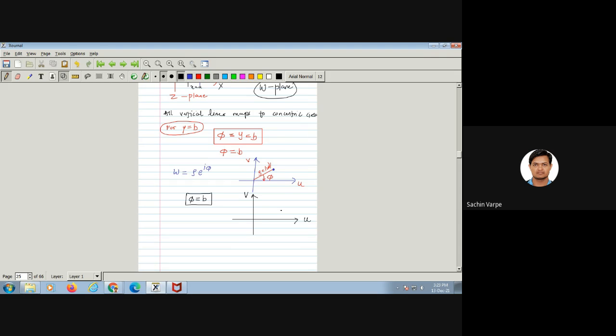Yes. But that must be v equal to a constant. That will not be phi equal to a constant. Understand first what phi is. phi is the angle made by that line with the u axis, and that angle we are fixing. b means any real number we are taking as a fixed value, like 1, 2, 3: phi equal to 1, phi equal to 2, phi equal to 3.